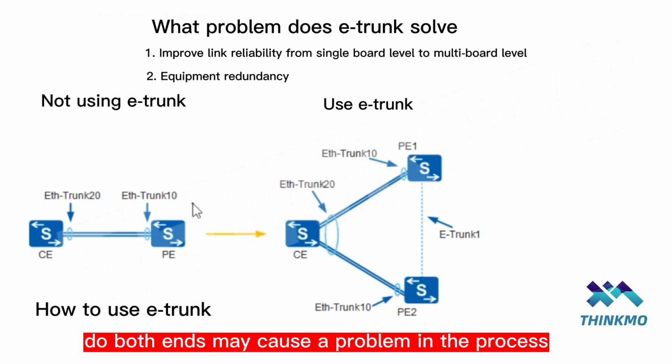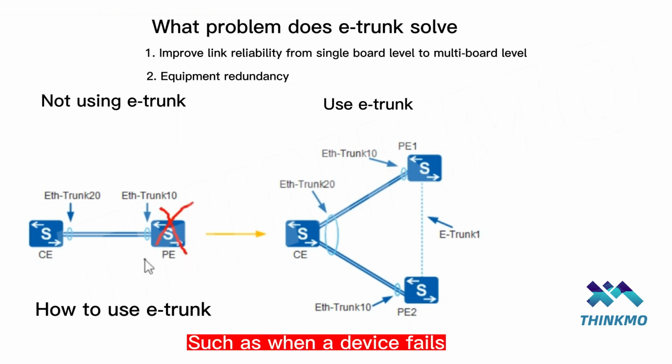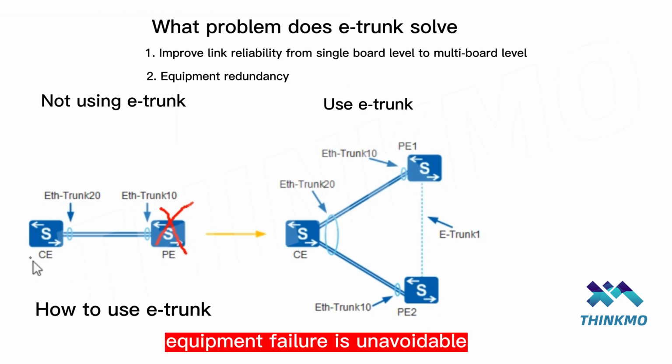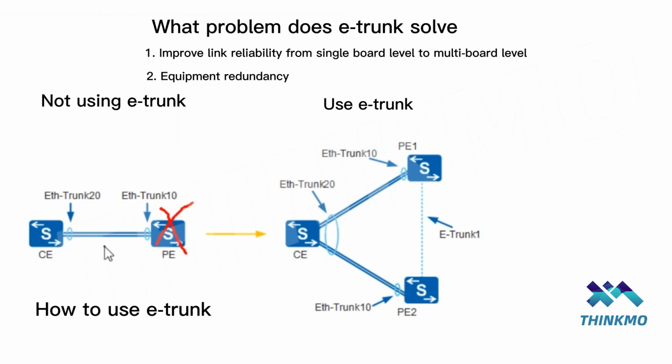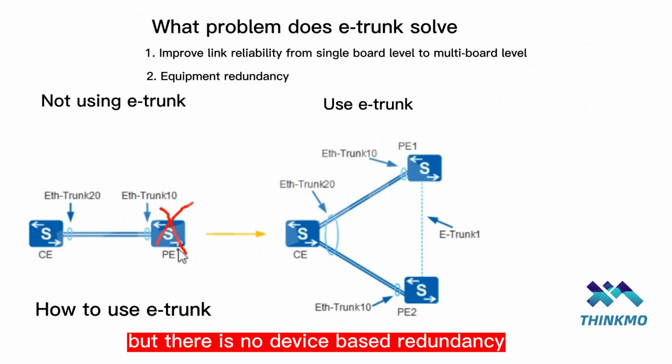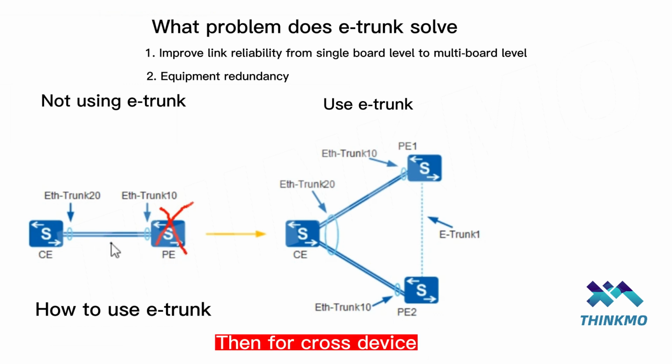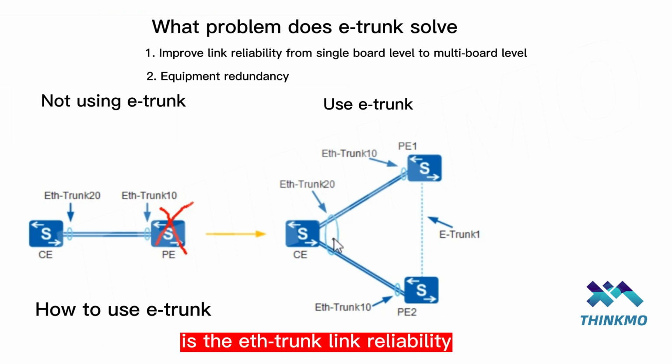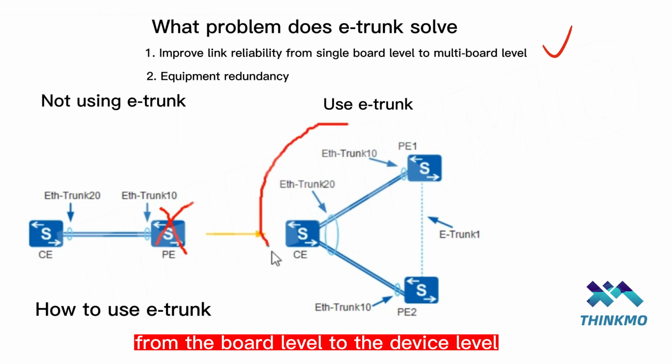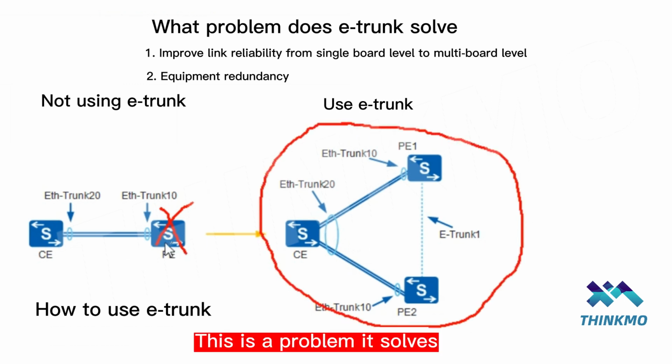This may cause a problem in the process, such as when a device fails, or there is a power outage, or the physical port connected to this device fails. The data in the CE direction will not be forwarded. Based on this situation, equipment failure is unavoidable. Although it provides link-based redundancy, there is no device-based redundancy. So for cross-device link aggregation, E-trunk raises the Eth-trunk link reliability from the board level to the device level. This is the problem it solves.